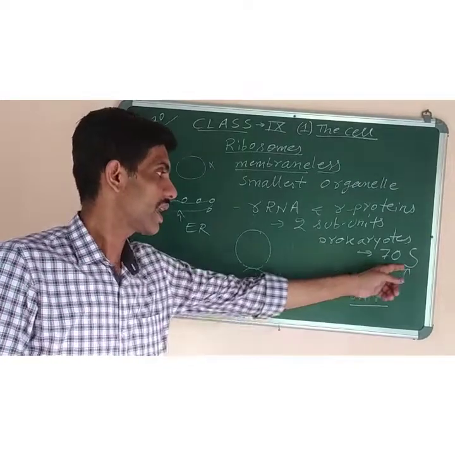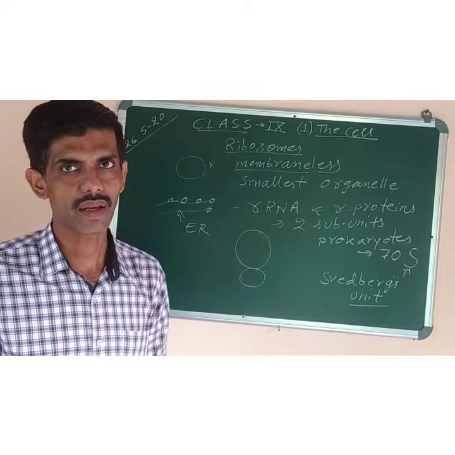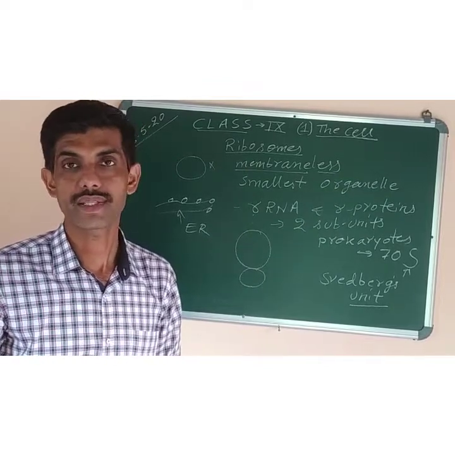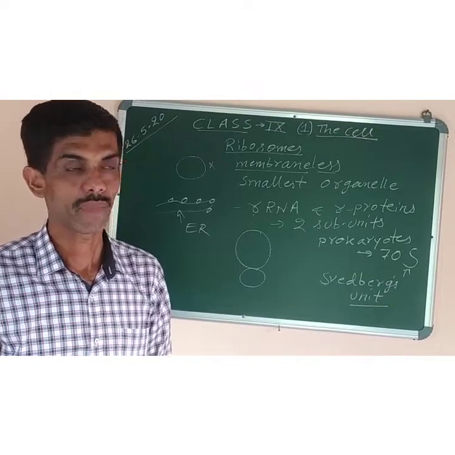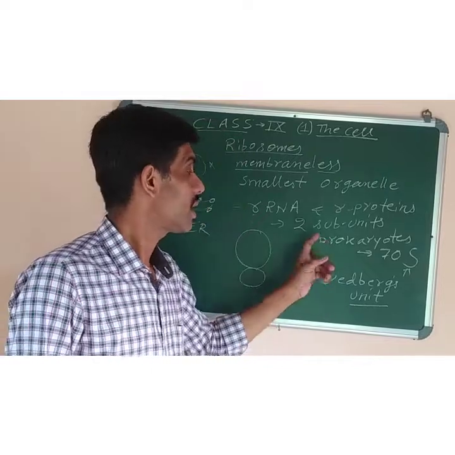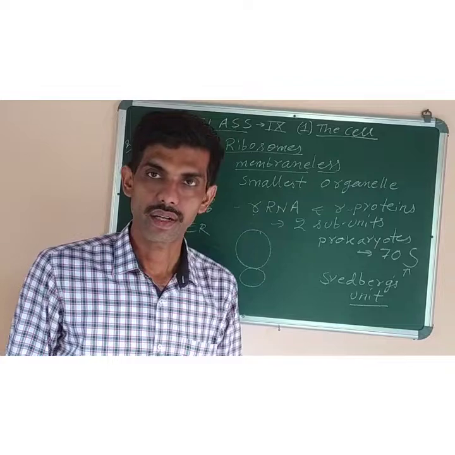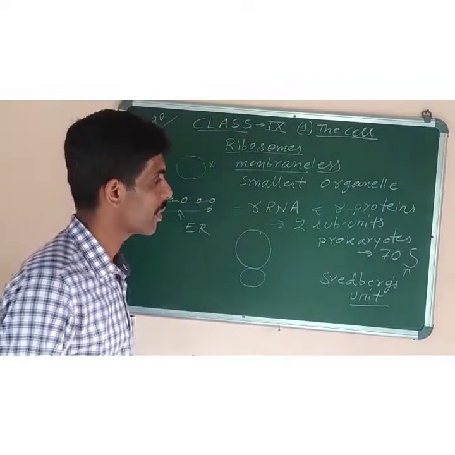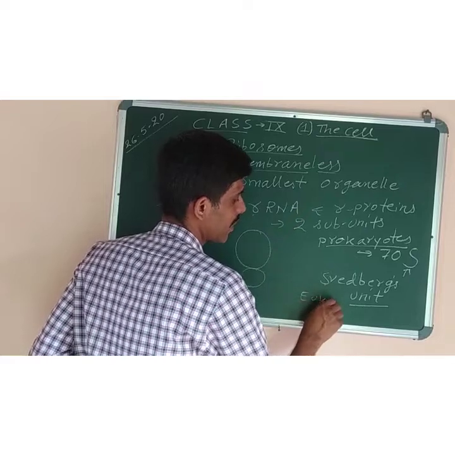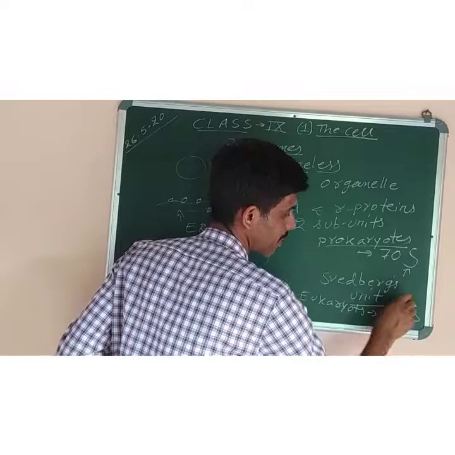So what does S indicate? S indicates the Svedberg unit. Just like in maths we have units like kilometer, centimeter, kilogram, and temperature is measured in degrees, similarly here the Svedberg unit is used to indicate the ribosomes. So the 70S type of ribosome is found in prokaryotes. In eukaryotes, the type of ribosome found is called 80S. 80S type of ribosomes are present.